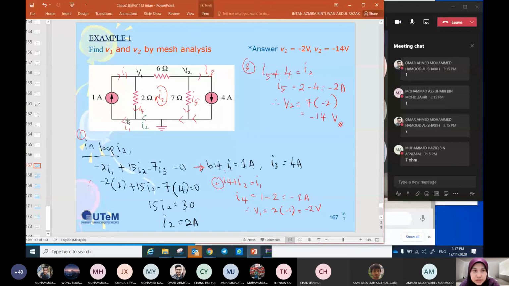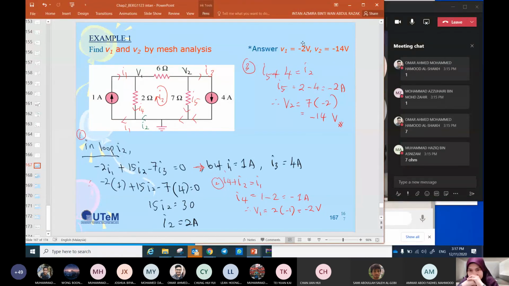We apply KCL at this node. So I2 plus I4 is equal to I1. We want to find I4. I4 is equal to I1 minus I2. I1 is equal to 1, I2 is 2, so I4 is minus 1 amp. So V1 is equal to 2 multiplied by minus 1, equal to minus 2 volt. Okay, the answer is minus 2 volts.